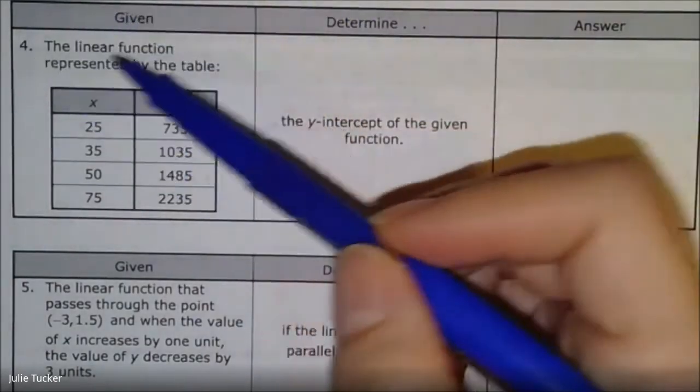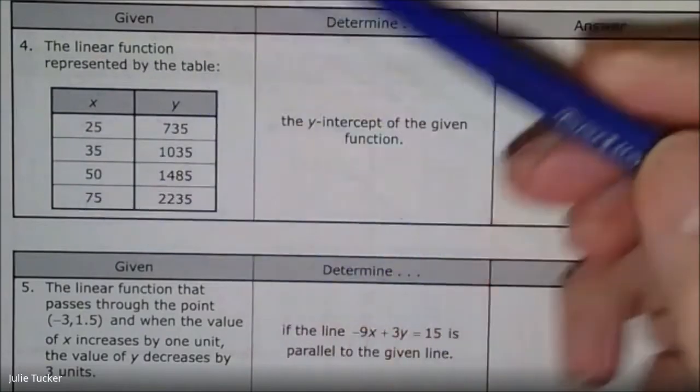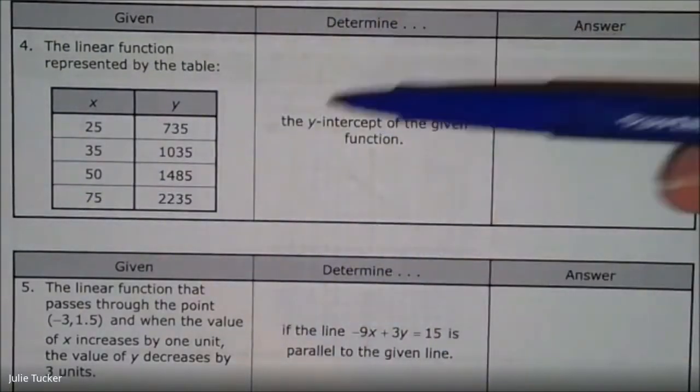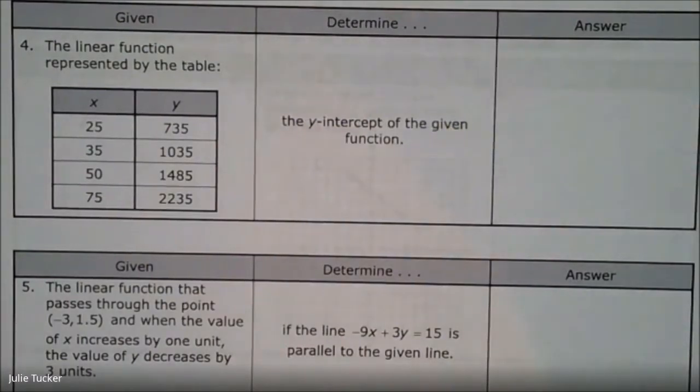The linear function represented by this table is what we have. Can we find the y-intercept from the table? So the y-intercept is where x equals 0, right? We can't see that on this table. So what do we have to do? Do you want me to make the table bigger? I would have to draw like 30 lines on the table. So I don't want to do that.